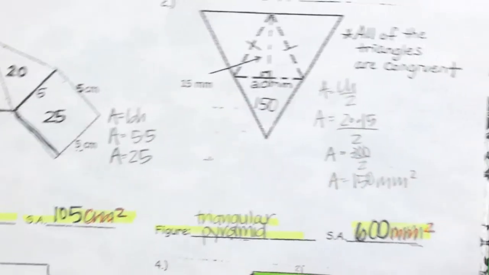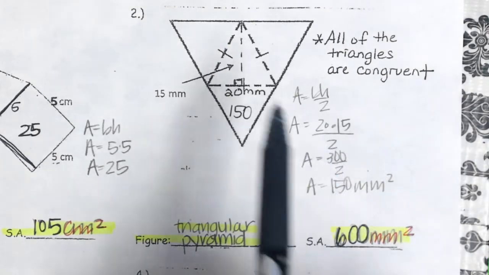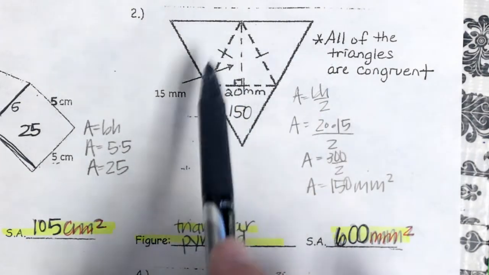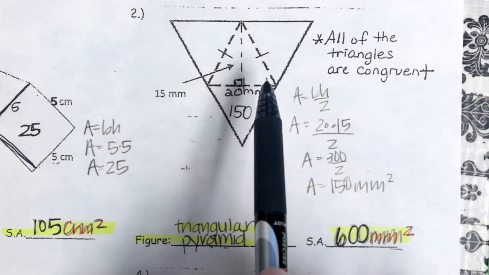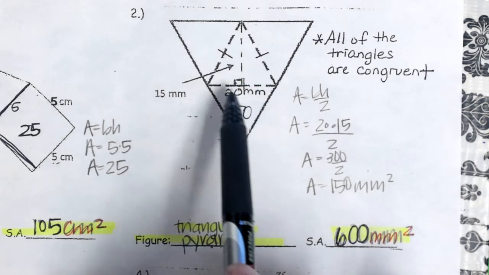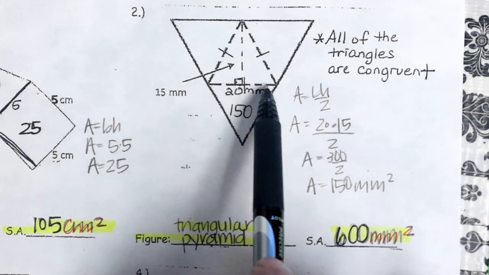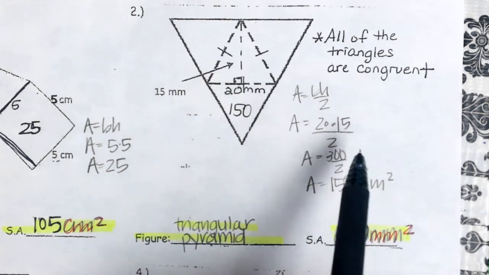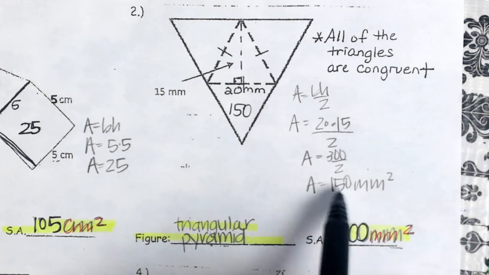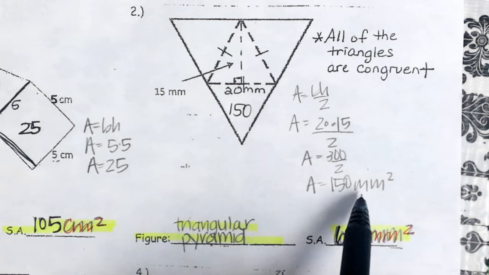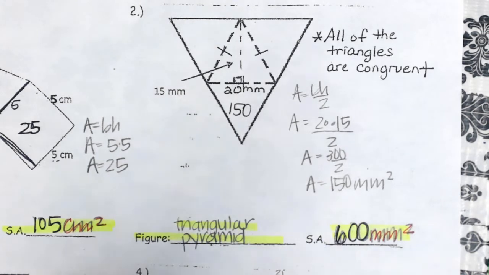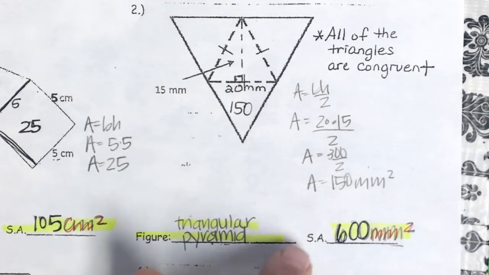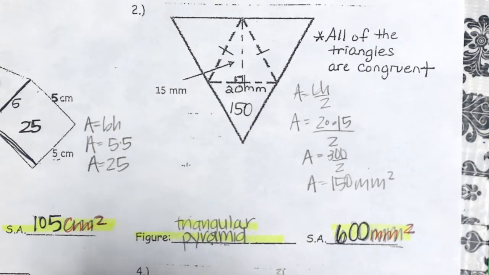All right? Number 2, what type of shape? Triangular pyramid. Very good. And it says all of these triangles are congruent, which means they are the same. So each of them would have a base of 20, a height of 15. So we divide that by 2. So each triangle would have an area of 150 millimeters squared. And there are 4 of them. So you would have a total surface area of 600 millimeters squared.